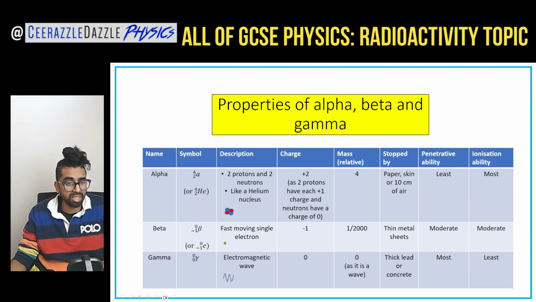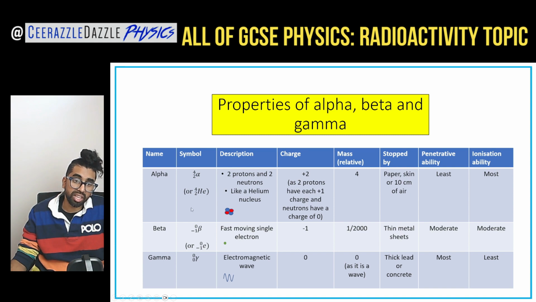Beta, symbol of 0, -1, beta over here. It's a fast moving single electron, the charge is -1. The relative mass is 1 over 2000 because it's just an electron over here. It is stopped by thin metal sheets. Yes, it can pass through paper, but it is stopped by thin metal sheets. The penetrative ability is moderate, ionization ability is moderate as well.